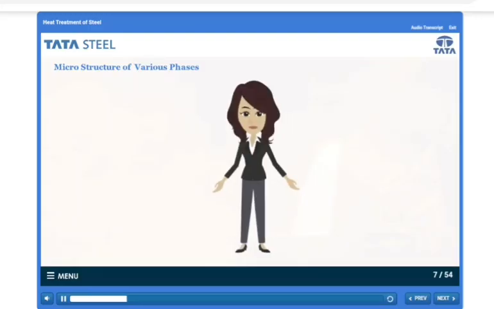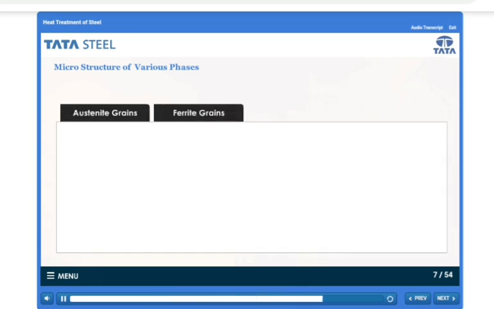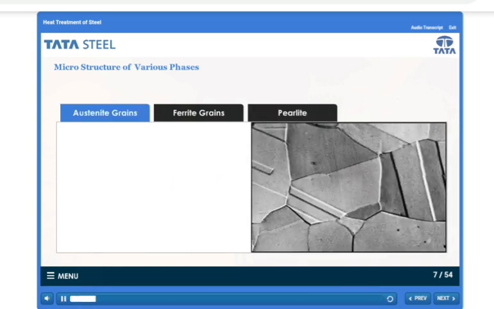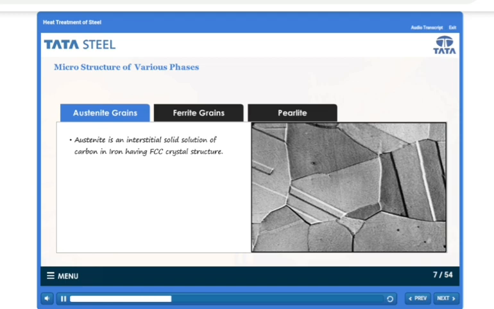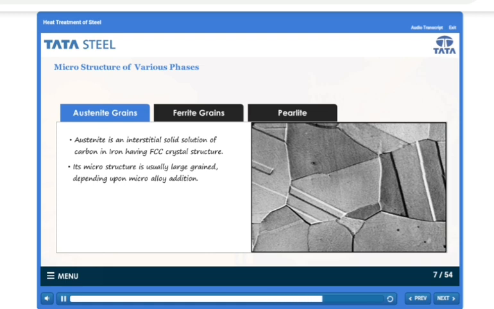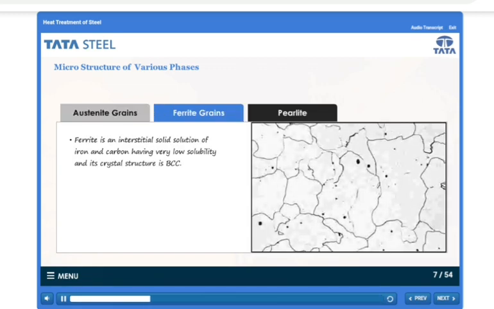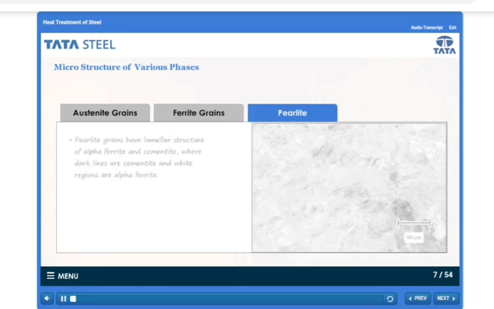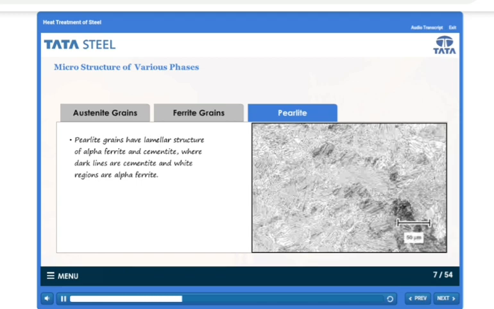As we have previously seen, microstructure of steel varies at different phases. Let us now understand this in detail by clicking on each of the tabs. Austenite grains. Austenite is an interstitial solid solution of carbon in iron having FCC crystal structure. Its microstructure is usually large-grained, depending upon microalloy addition. Ferrite grains. Ferrite is an interstitial solid solution of iron and carbon having very low solubility and its crystal structure is BCC. Pearlite. Pearlite grains have lamellar structure of alpha ferrite and cementite, where dark lines are cementite and white regions are alpha ferrite.